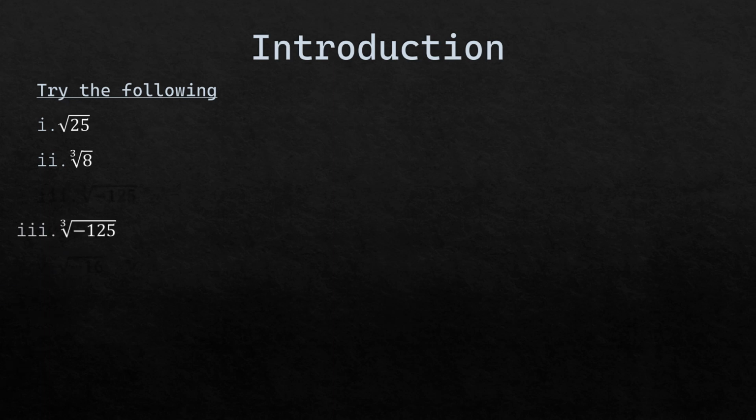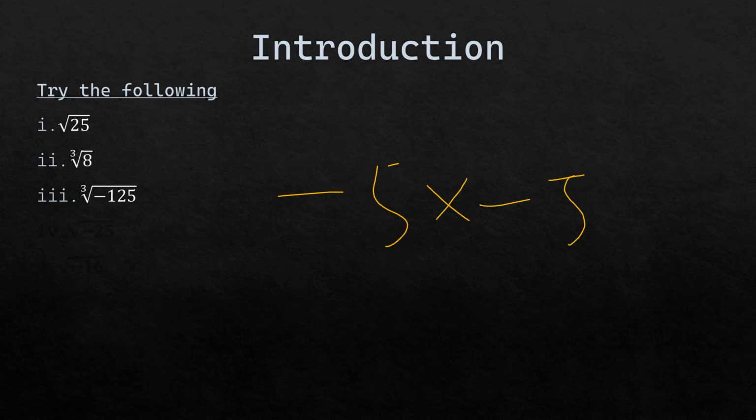What about the cube root of negative 125? Realize that negative 5 times negative 5 times negative 5 will give us negative 125. So the cube root of negative 125 is negative 5. Now, we're able to find the cube root of negative 125.